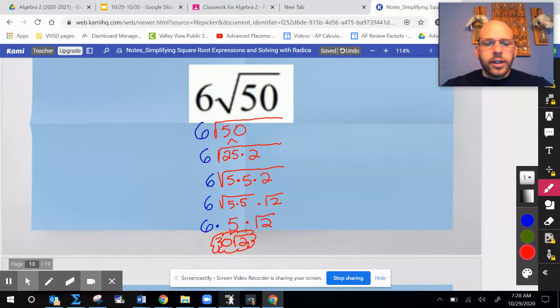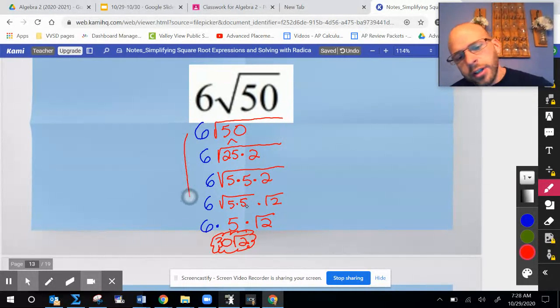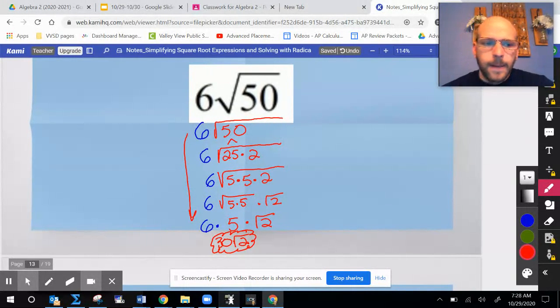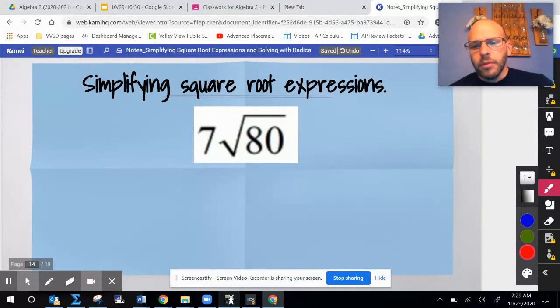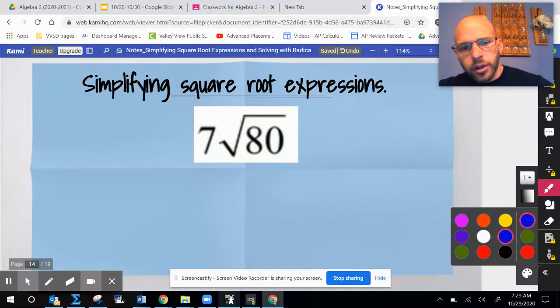So that 6 out front is a little confusing, but did we really do anything with it, right? You can see it out front here. It's just kind of along for the ride, and then at the very end, I just multiplied. Okay? I think I have another one of those. Yeah. So same idea. Let's try to color code this.